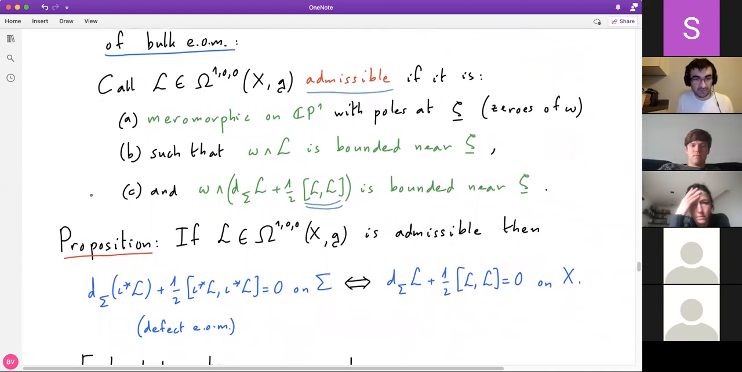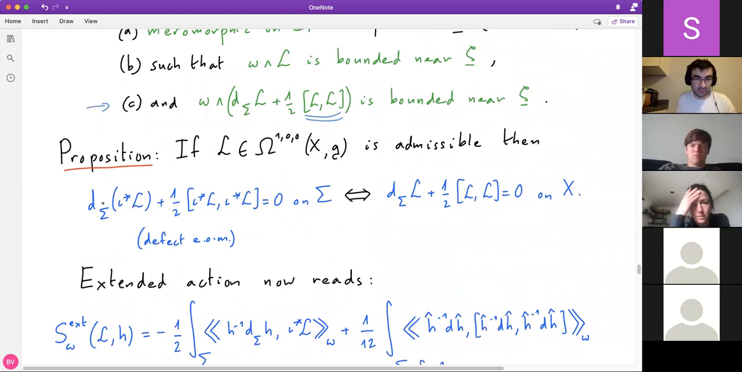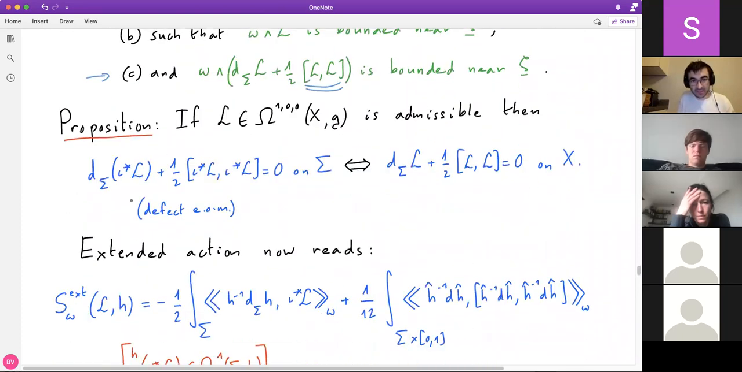And now one reason for imposing this last condition is that it has precisely the effect of lifting the defect equations of motion to the Lax equation of motion. So remember that the defect equation of motion tells us that the pullback of the Lax connection to the defect is flat. But now if the connection was admissible, then in fact, this equation lifts to the bulk. So in other words, we get a meromorphic connection, which is flat on sigma. So this is really resembling a lot a Lax connection. So it depends meromorphically on z, and it has legs in dsigma and dtau, and it's flat on sigma. Okay.